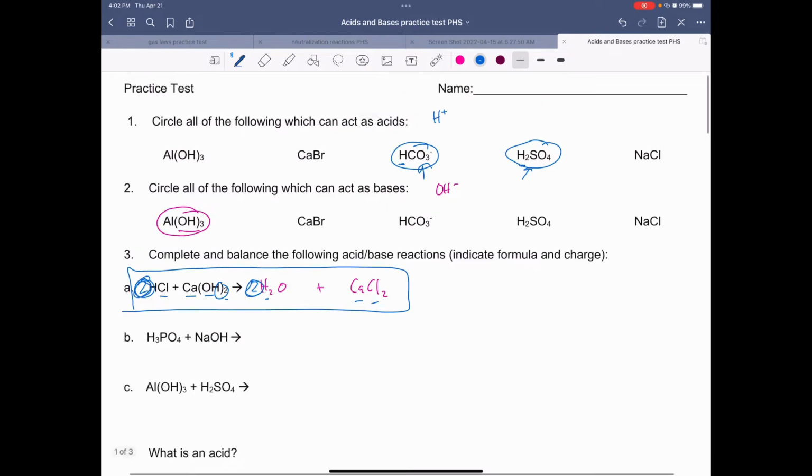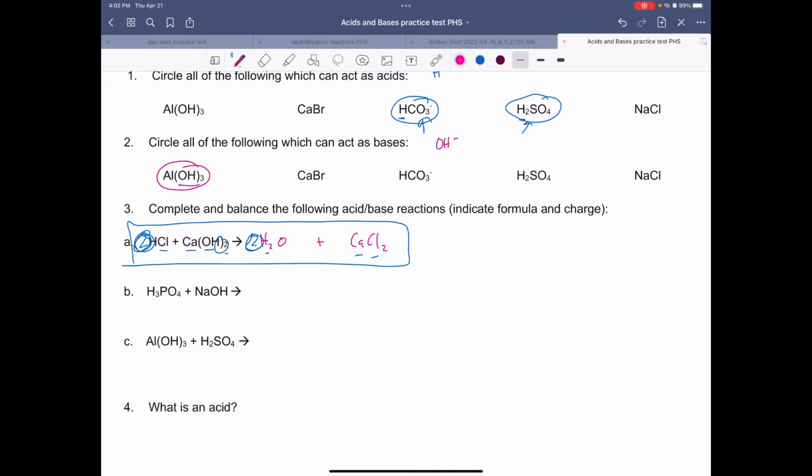The next one is H3PO4 plus NaOH. So we got to figure out what this makes. This makes, of course, water. And the PO4 and the Na will come together. The PO4 has a -3 charge. The Na has a +1 charge. So you're going to need 3 Nas to balance out the PO4. So that's sodium phosphate. And let me just double check that. Yeah, that was right. All right, so now we just got to balance this thing.